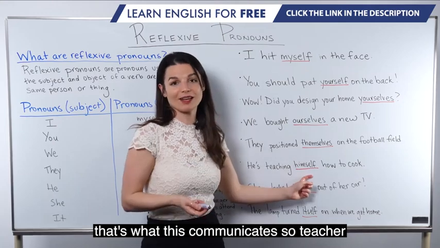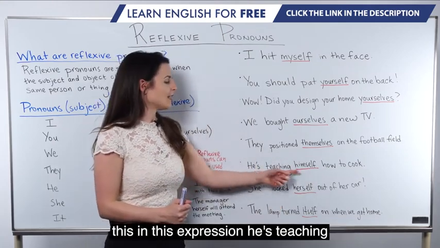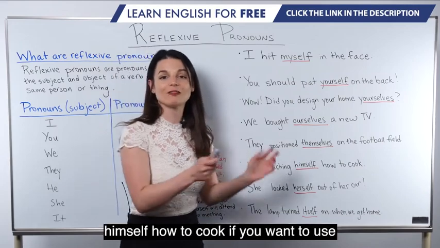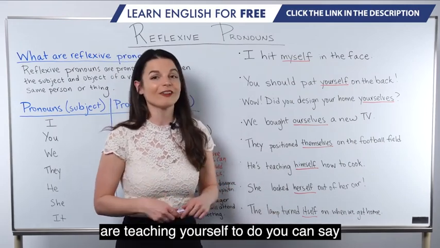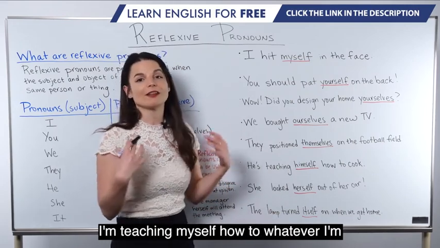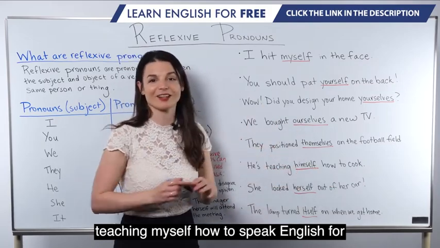That's what this communicates. So teacher and learner are the same person. We have this in this expression. He's teaching himself how to cook. If you want to use this to talk about something that you are teaching yourself to do, you can say, I'm teaching myself how to, whatever. I'm teaching myself how to speak English, for example.